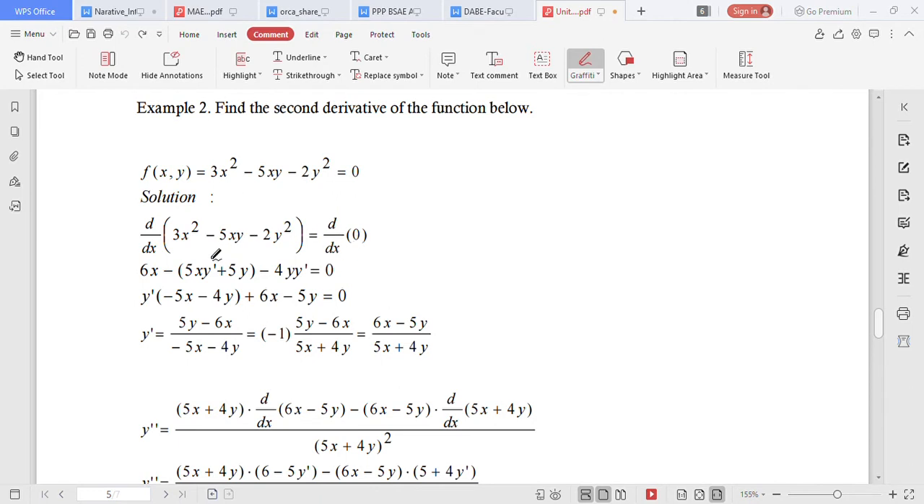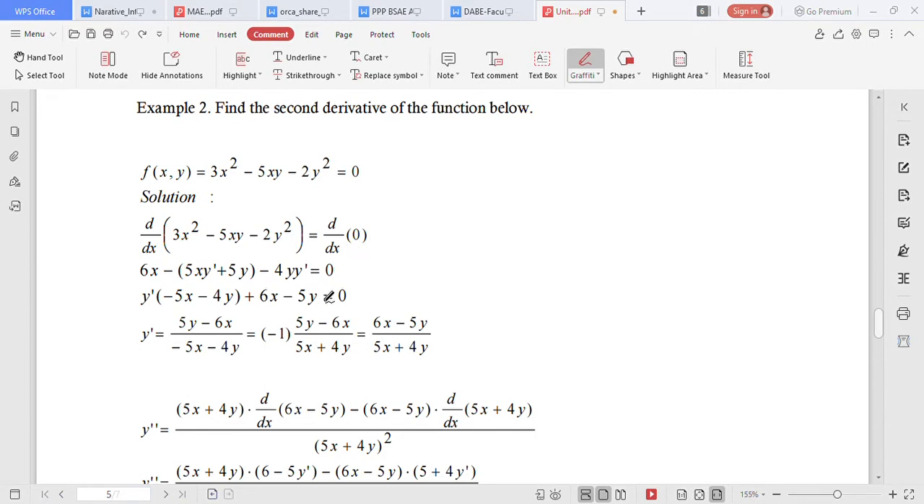Getting the derivative of this is 3 times 2, 6x, minus 5xy prime plus 5y. This is the derivative of 5xy. And then minus 2 times 2, 4y, y prime. As I've said in the earlier discussion, if you are going to differentiate with variable y, then you have a y prime or a dy/dx. And the derivative of a constant is 0.